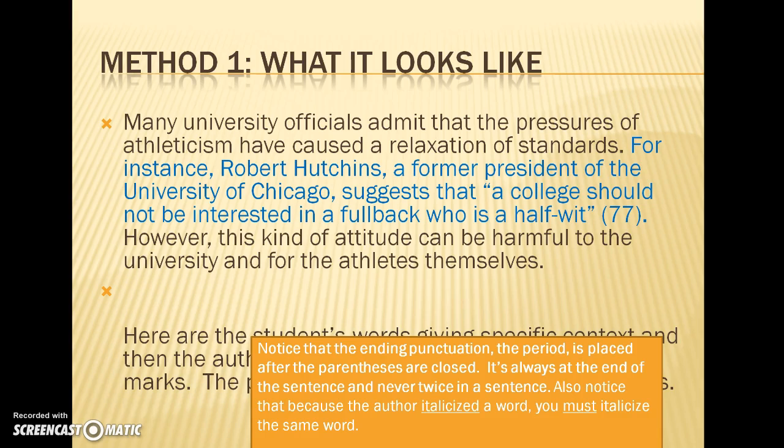Now, I want you to notice the end punctuation. In MLA format, the period is always placed after the parentheses are closed, and it's always at the end of the sentence, never twice in a sentence. So I would not, for instance, put a period after wit and then a period after the parentheses. Now, this is the kind of attitude that can be harmful to the university and athletes themselves.